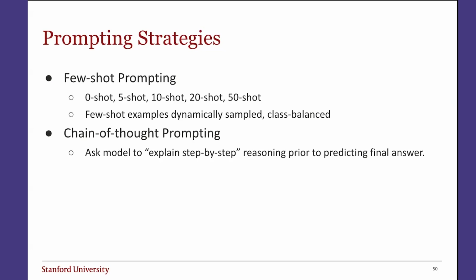For chain of thought prompting, for when we didn't do chain of thought prompting, what we did is we asked the model to make a prediction first, and then we asked it to give an explanation. When we asked for chain of thought prompting, we forced the model to explain step by step its rationale first, and then ask it to predict the final answer where it's able to attend to its rationale.